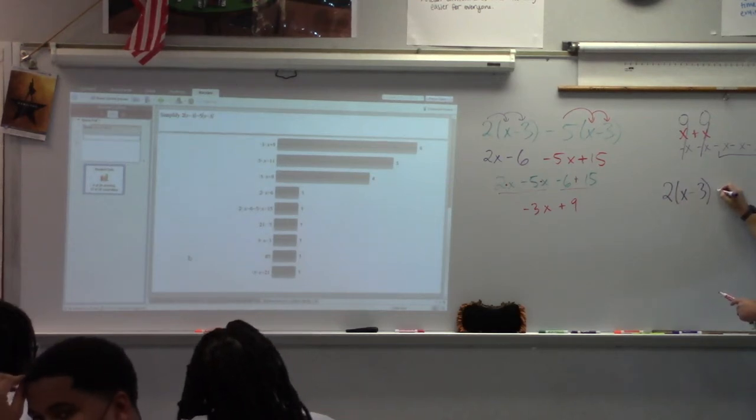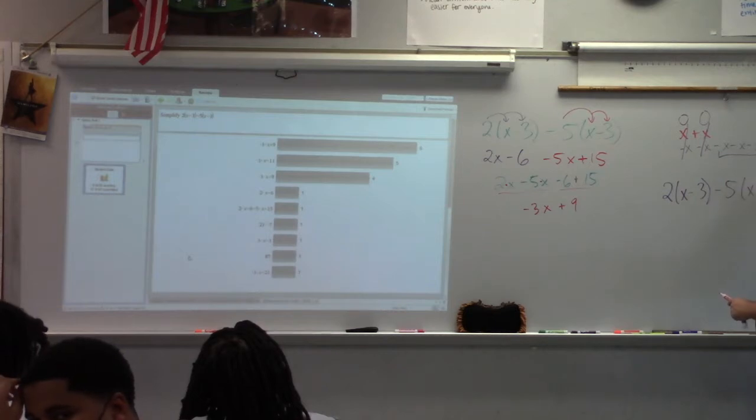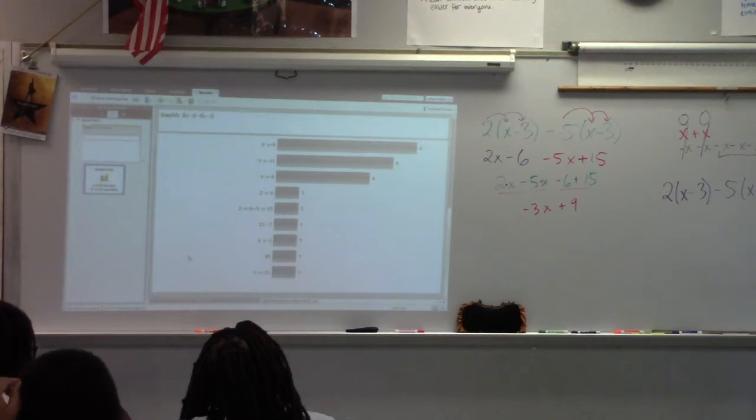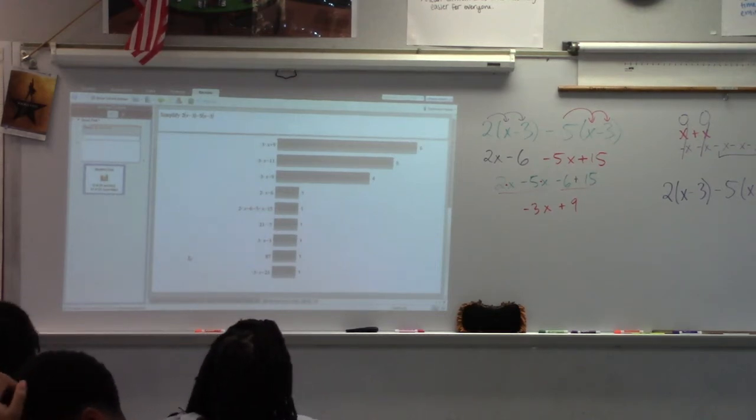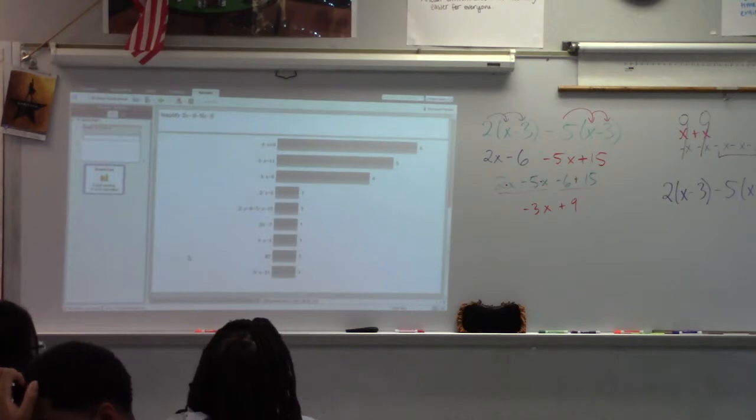I just added. What do you mean you just added? I'm saying I could have done it in 2 steps from here, instead of all this. Does anybody see it now? No? It's because the x and negative 3 are the same there.